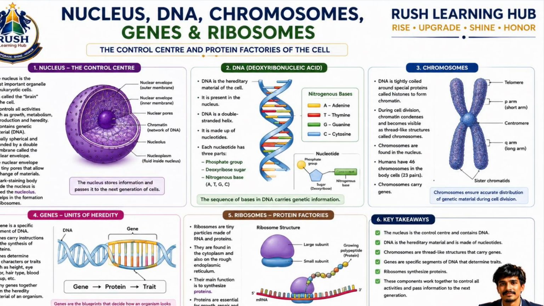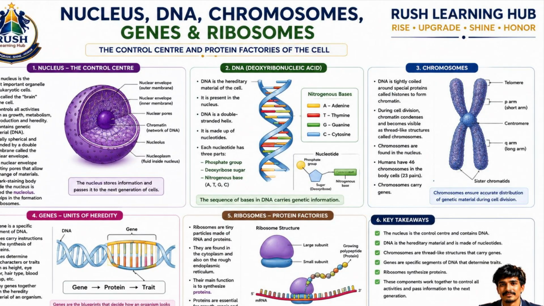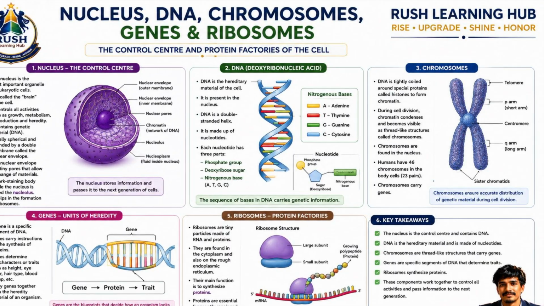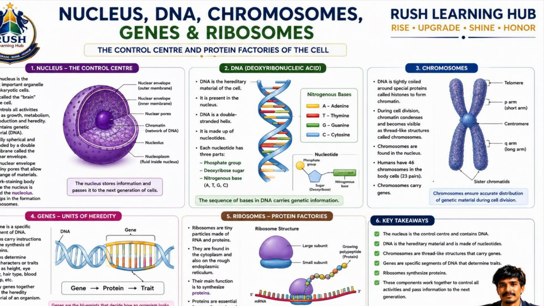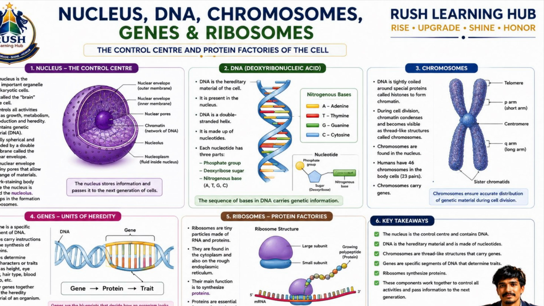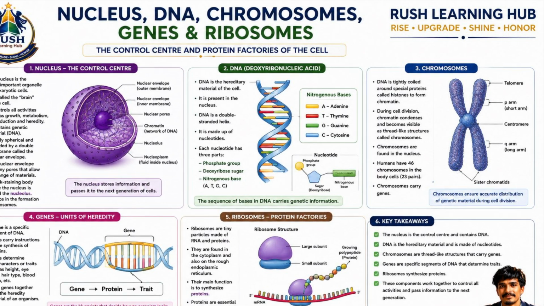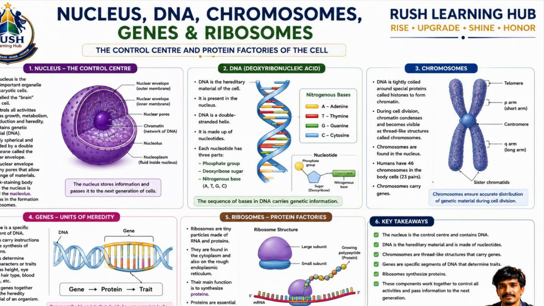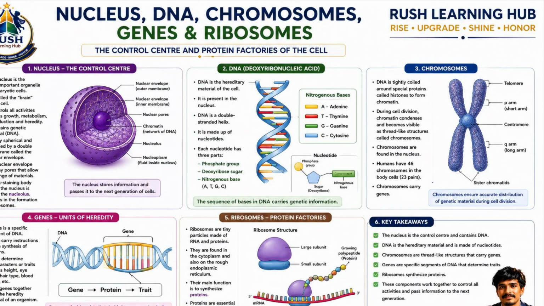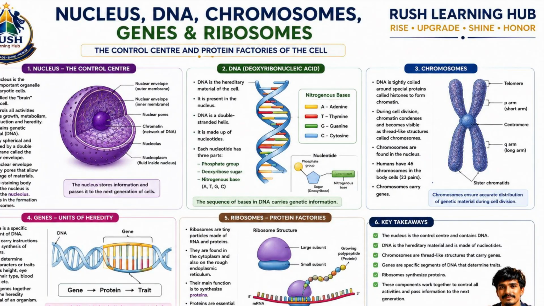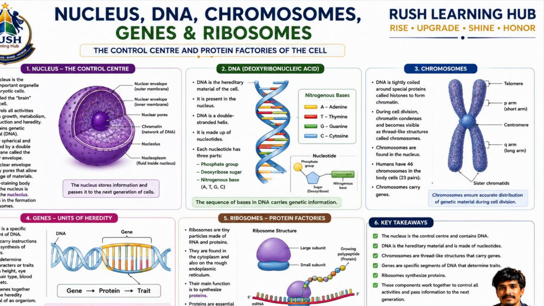Now let us discuss genes. A gene is a specific segment of DNA that contains instructions for a particular characteristic or function. Genes are often called the units of heredity. For example, certain genes determine eye color, while others influence height, blood group, or hair texture. Thousands of genes are present on each chromosome. Together, these genes determine the characteristics of an organism.